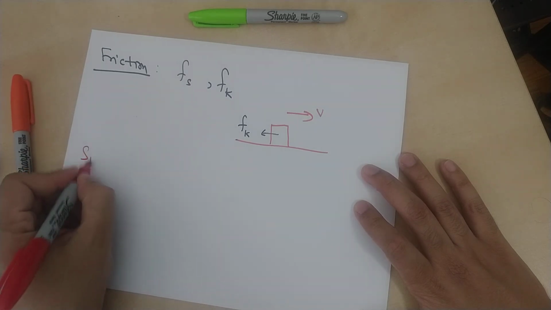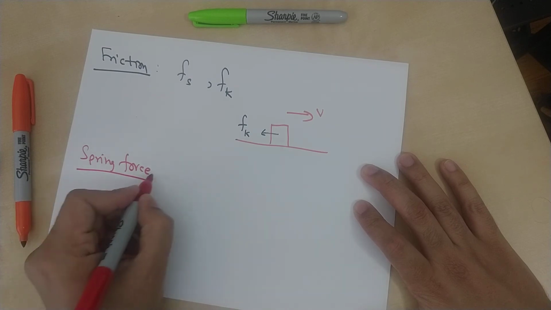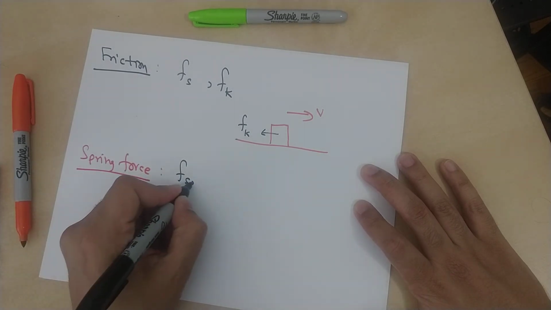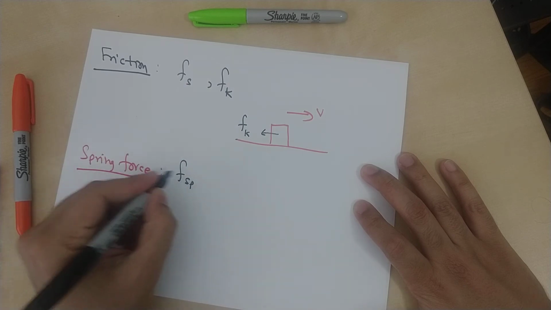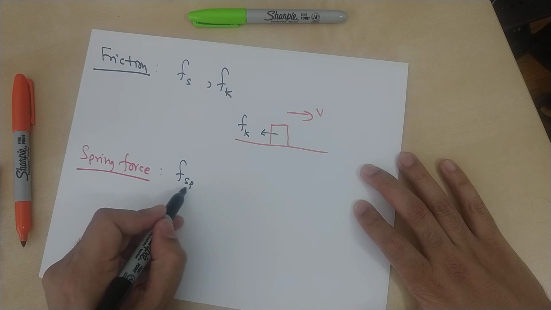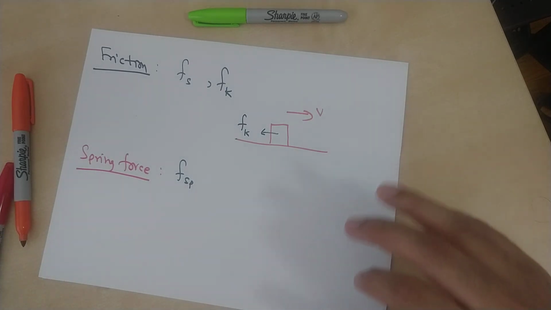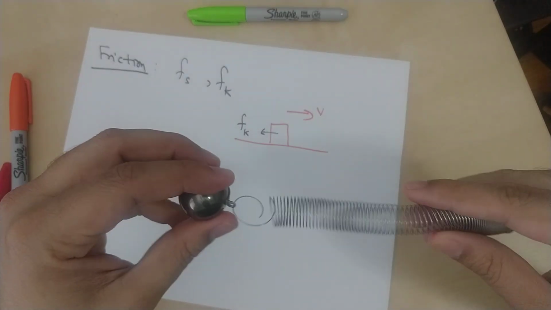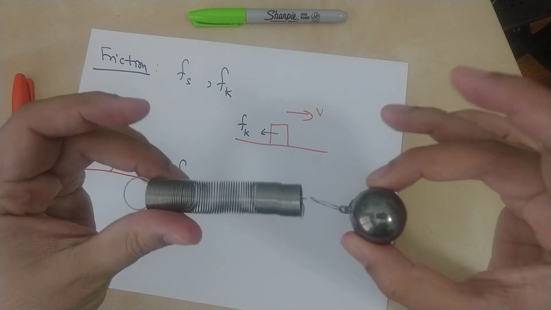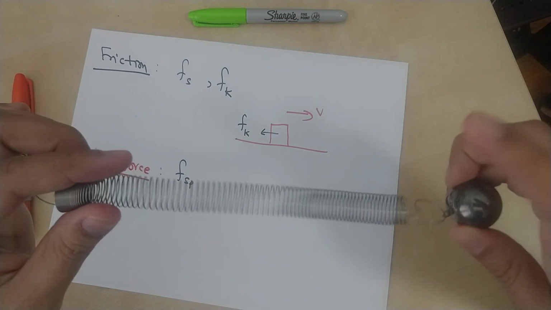It's always opposite to the direction of motion. Another force is the spring force. A spring force is typically represented as F sub S, but again, you see the overlap, so let's write F sub SP for spring. It's the force that a spring applies on an object. If an object attached to a spring is extended, there's a force that the spring applies in the opposite direction.